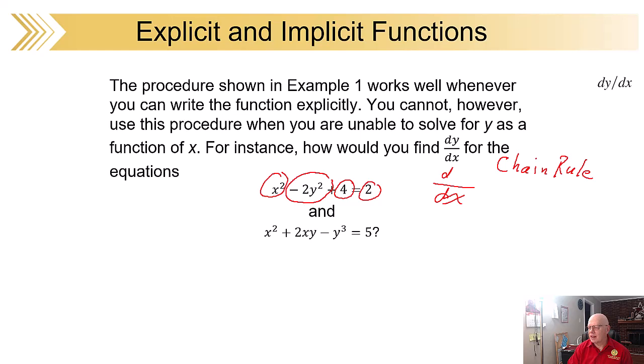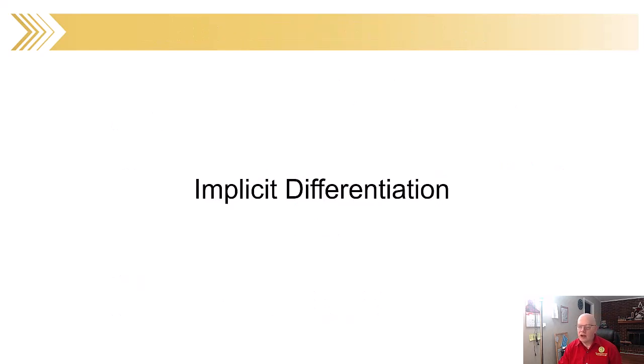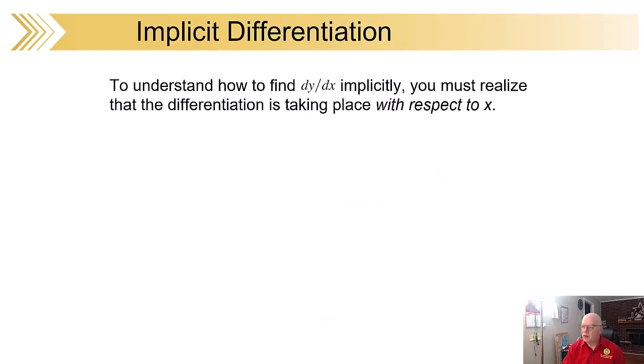Here's another one. That would be another problem. You can't write this in terms of y equals and just an expression with x. What you need now is implicit differentiation to take your differentiation to another level. So here we go. To do that, you have to recognize what's happening with respect to x. That's important. With respect to x. That's what you've been doing all along, with the small exceptions of with respect to t occasionally.